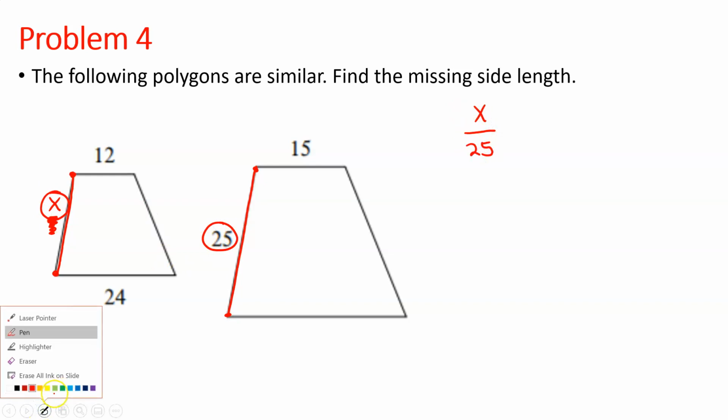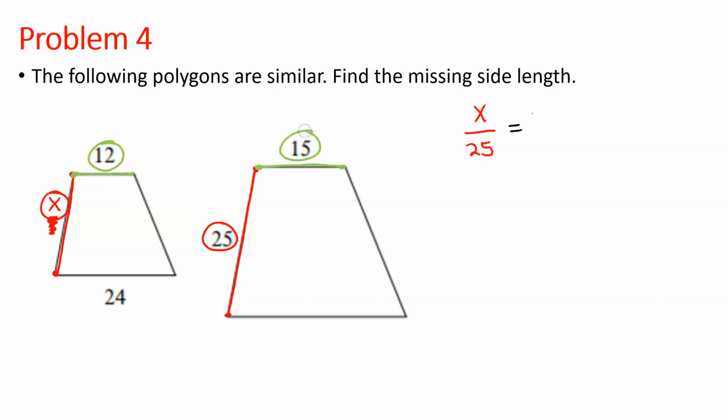That is going to equal, let's play the matching game again, the top side of 12 units, which matches the one that says 15. So 12 over 15. Let's cross multiply. If I cross multiply in this direction first, x times 15 is just 15x. What happens if I cross multiply this way? What is 25 times 12? I do not know that off the top of my head. Let me get my calculator real quick.